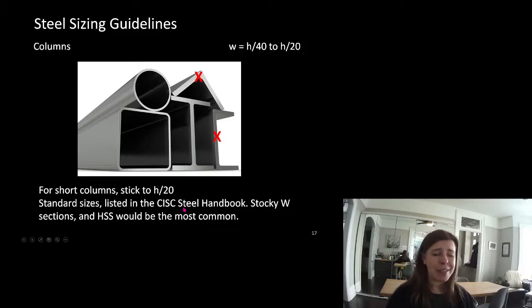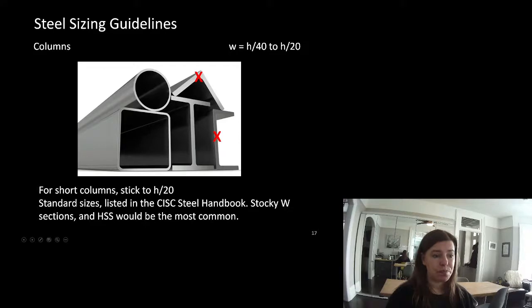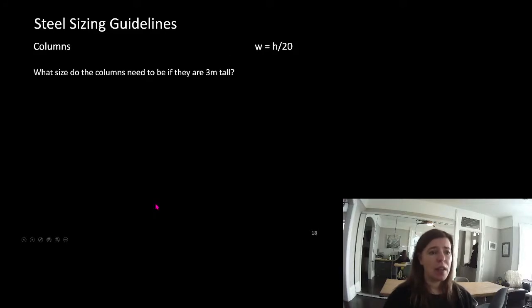Stocky W sections just means really chunky. The proportions are almost the same. So instead of that 1/2 to 1/3 dimension ratio, columns like to be pretty close to square as we can get. But HSS would be the most common of what we would use.